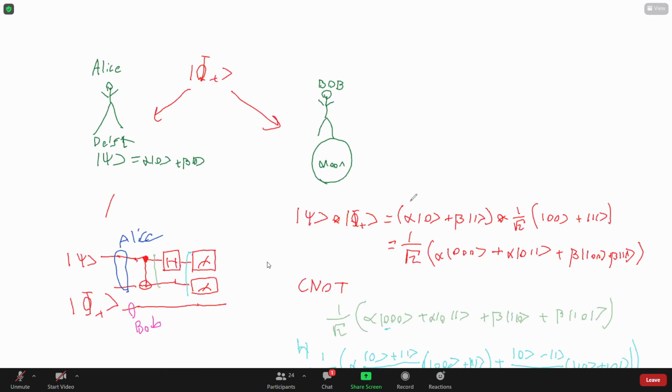Didn't you forget a beta somewhere? Yes, I did that. That's good. There should be a beta here. Good. So that's the state. And now we can think about, okay, what happens now if Alice tries to measure these two qubits?